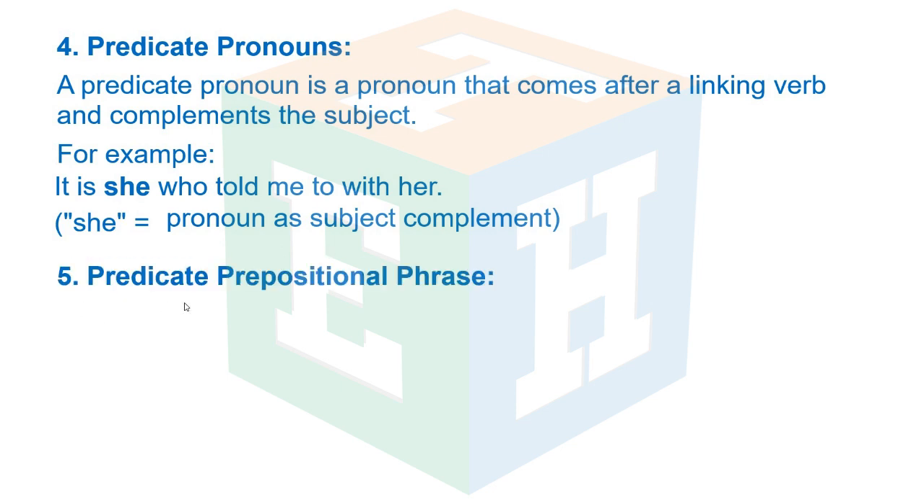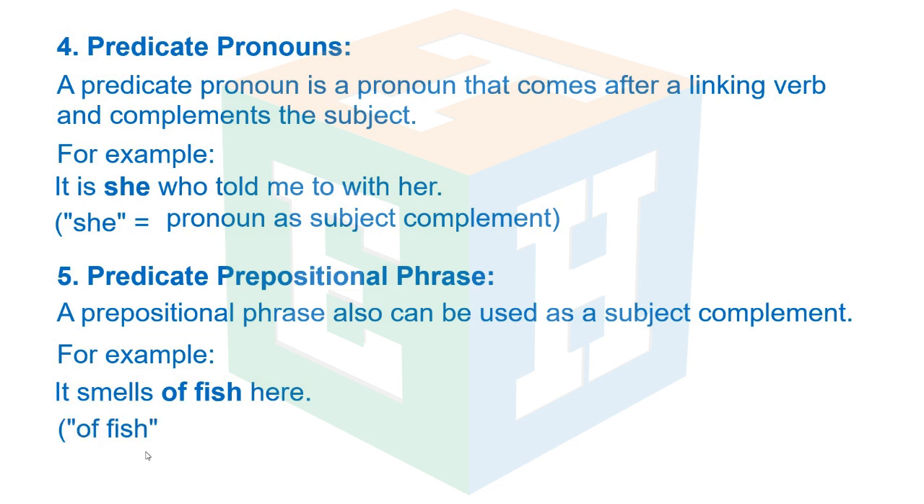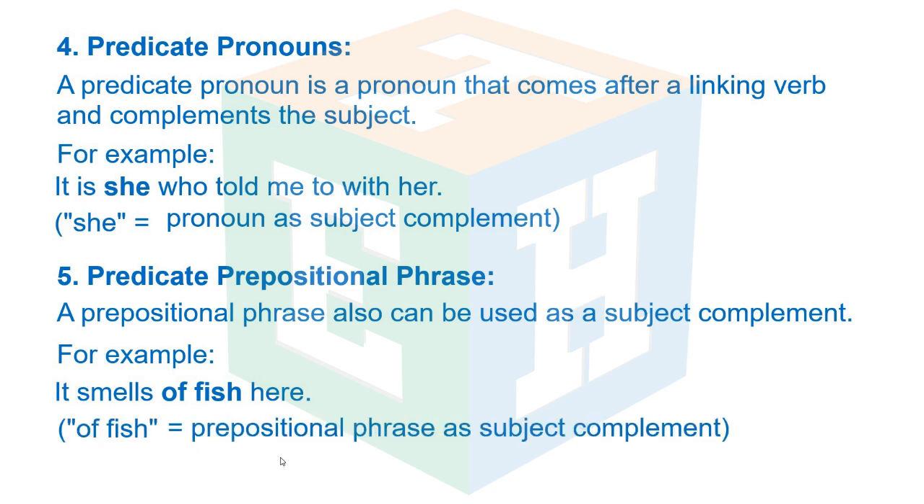Number 5, predicate prepositional phrase. A prepositional phrase also can be used as a subject complement. For example, it smells of fish here. Of fish is a prepositional phrase as subject complement.